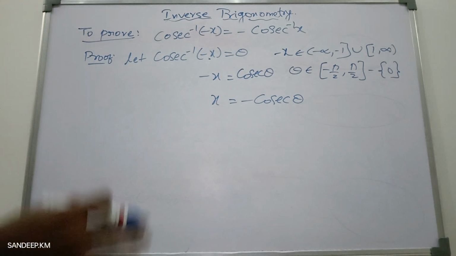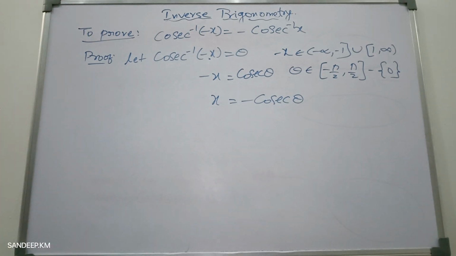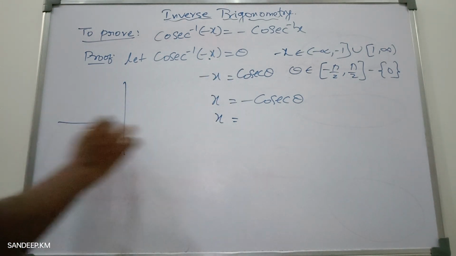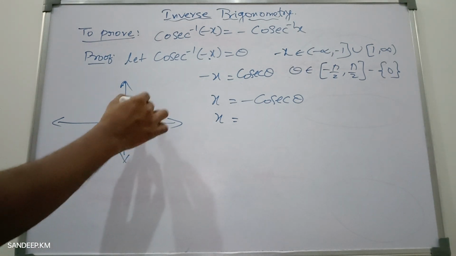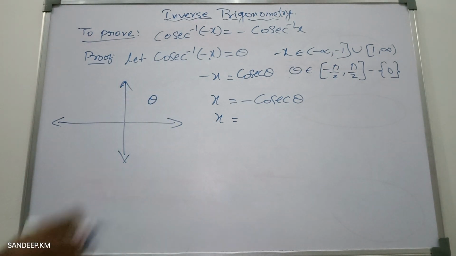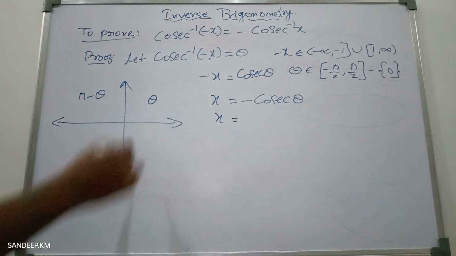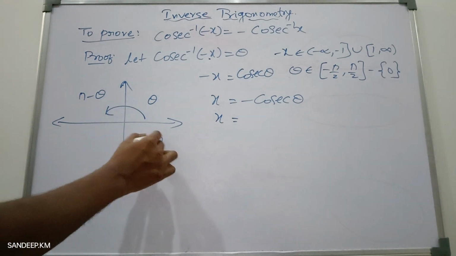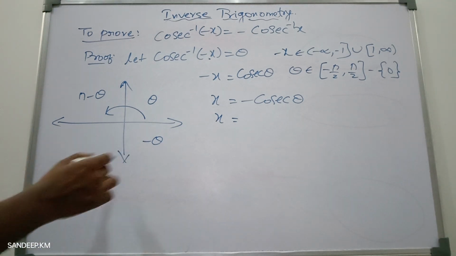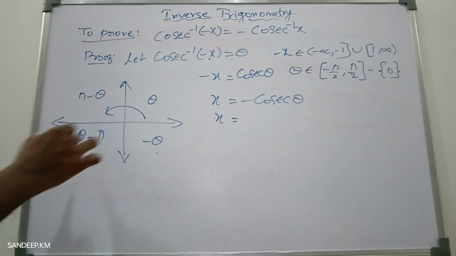Now the next step is the decision making step. So x is equal to minus cosec theta. Please keep this in mind. Let us come back to the quadrants. If it is a first quadrant angle, take it as theta. If it is a second quadrant angle, take it as pi minus theta. Next, if it is a fourth quadrant angle, take minus theta. And if it is a third quadrant angle, take it as theta minus pi.